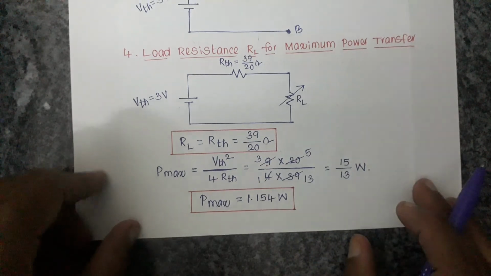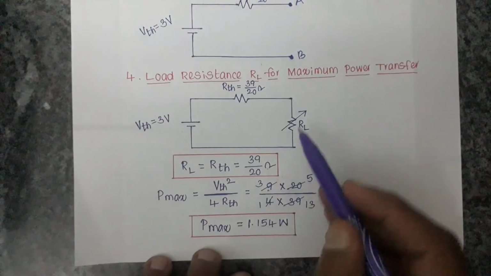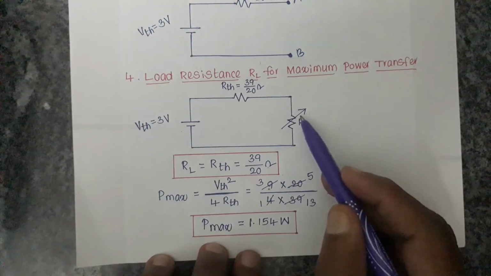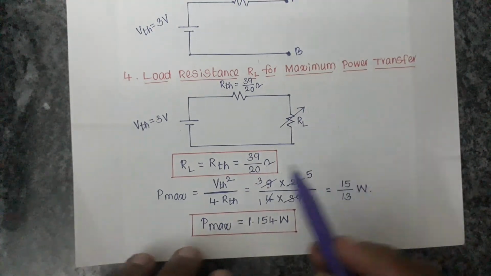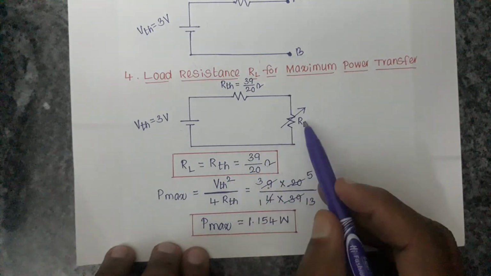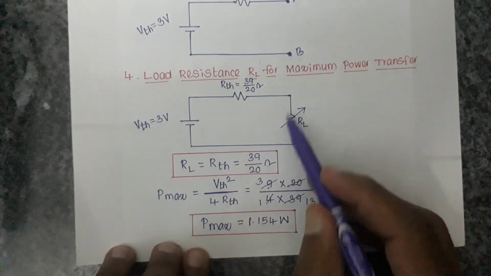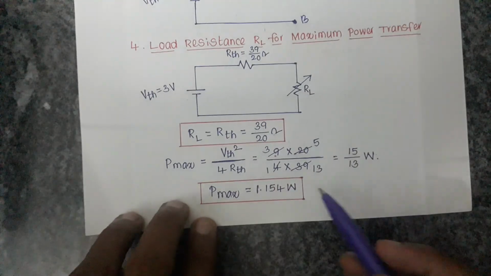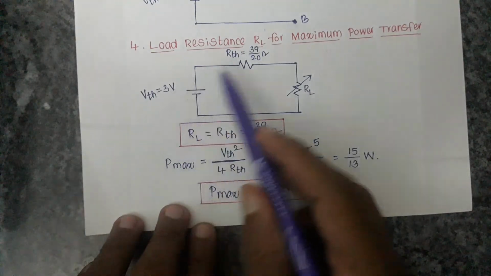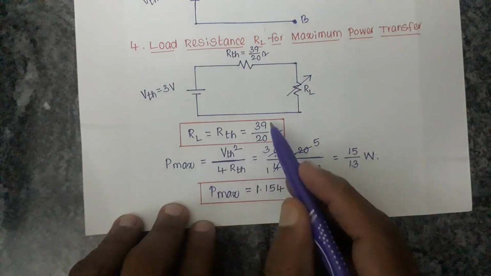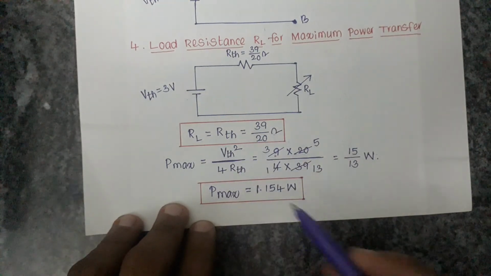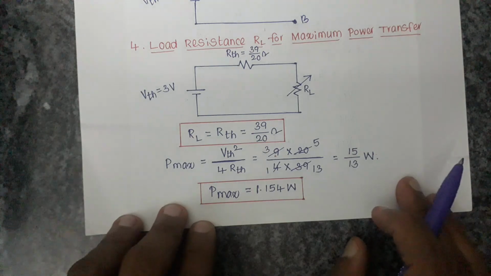Here these two points are important. What is the condition, that is, what is the value of RL such that it receives maximum power, and what is the amount of maximum power? The value of RL is when RL equals RTH, it receives maximum power, and Pmax is VTH square by 4 RTH. So here we are getting RL as 39 by 20 ohms and Pmax as 1.154 watts.